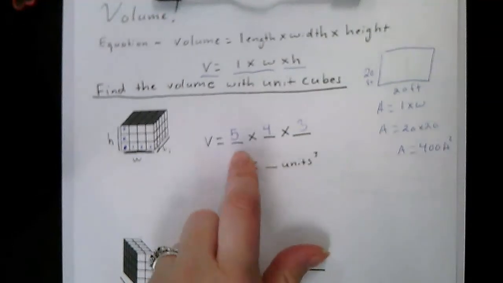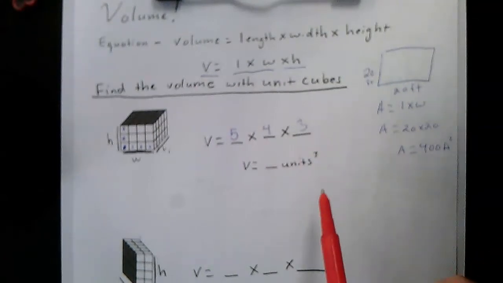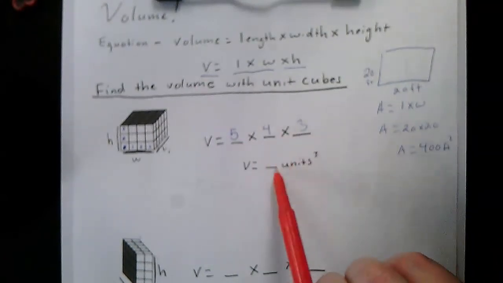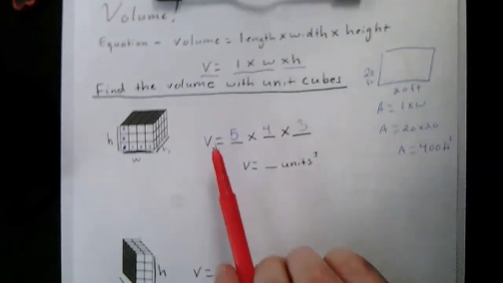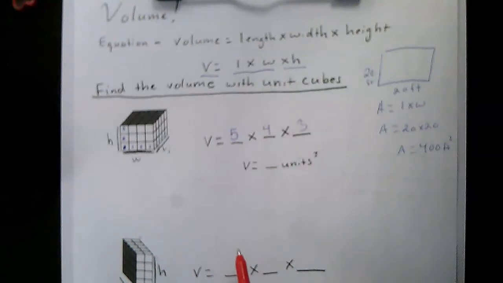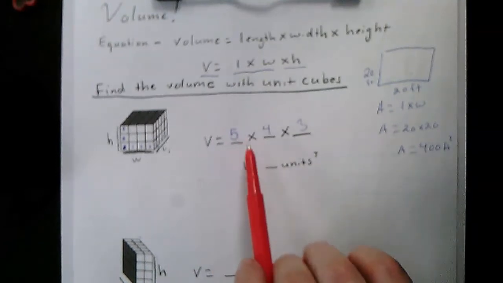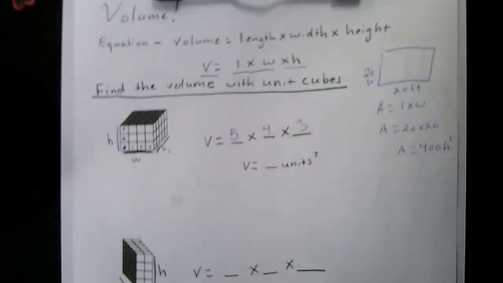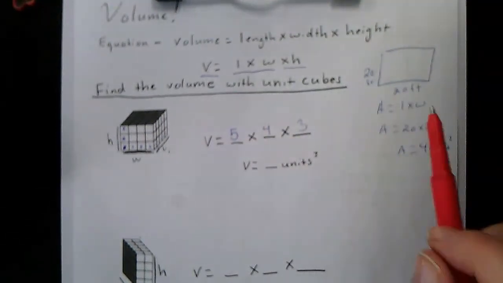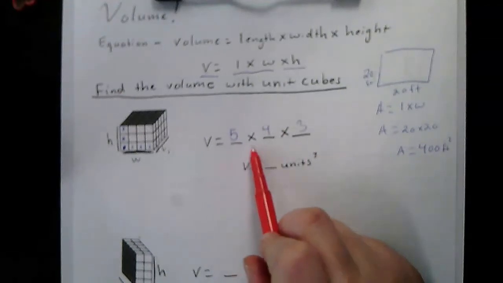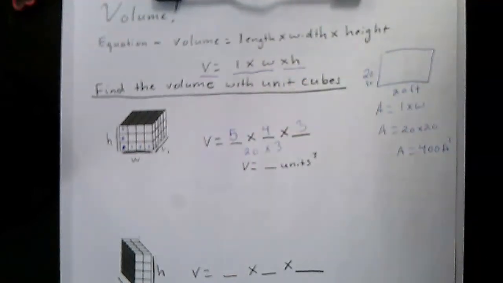Now, what's great about finding volume is that I can multiply these numbers in any order I want because of the commutative property, and that is the property that lets me multiply these numbers in any order I want. So if 5 times 3 is easier for me to do, I could do 5 times 3, and then that answer times 4. I could do 5 times 4, and then multiply that times 3. I could do 4 times 3, and then multiply that by 5. I have lots of different options. But for right now, I'm just going to do 5 times 4, and that gives me 20. And then I'll have 20 times 3 left over.